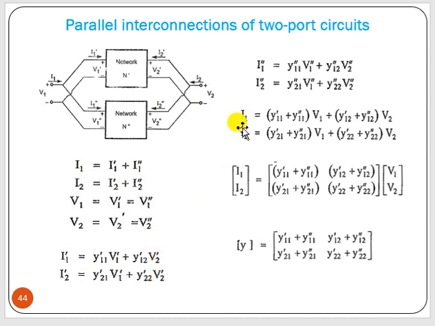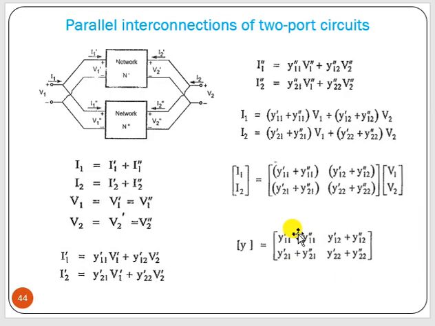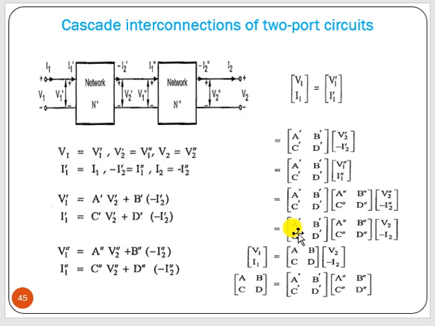Now we can add up this current I. I is the addition here because of the parallel connection. So after addition we can find that the Y parameter is nothing but Y11 prime plus Y11 double prime, first network plus second network. Like that way you have to add. So for series connection, Z parameters will be added; for parallel connection, Y parameters will be added.